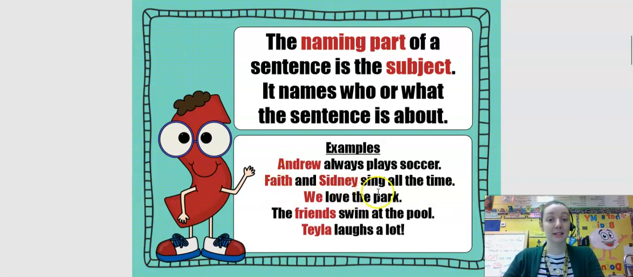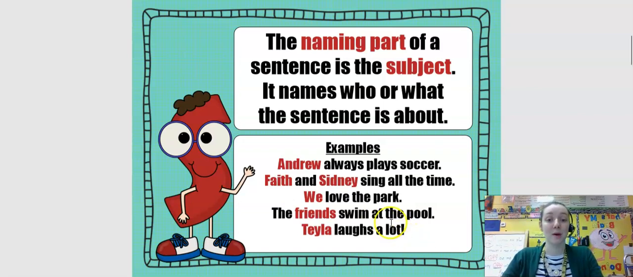Faith and Sydney sing all the time. Faith and Sydney are the subjects of the sentence. They are who or what the sentence is about. We love the park. We is the subject of the sentence. And that's an example of a pronoun from previous weeks. So remember, it replaces the noun. We love the park. We.